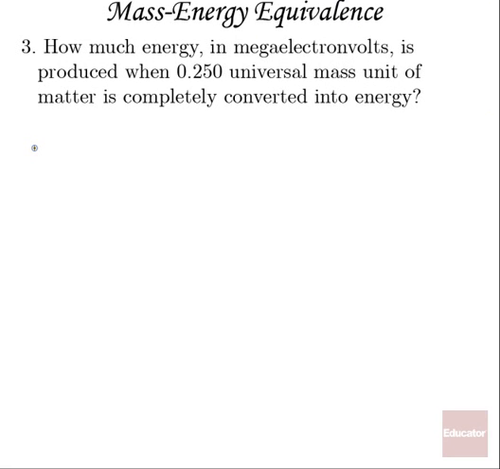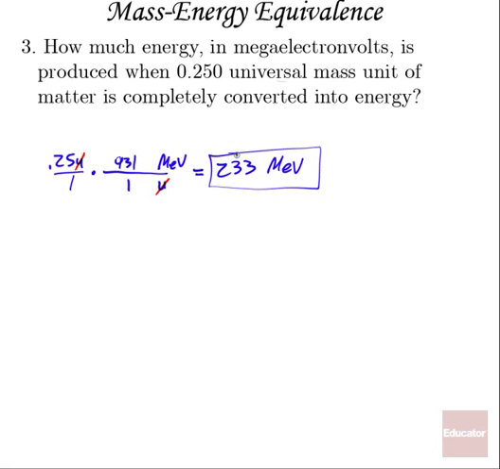On to number 3. How much energy in mega electron volts is produced when 1/4 of a universal mass unit of matter is completely converted into energy? Well, we have 0.25 universal mass units, and we want to convert that into energy in mega electron volts. I know that one universal mass unit gives you 931 MeV, so I can treat this as a unit conversion problem. 0.25 times 931 is going to give me about 233 mega electron volts.